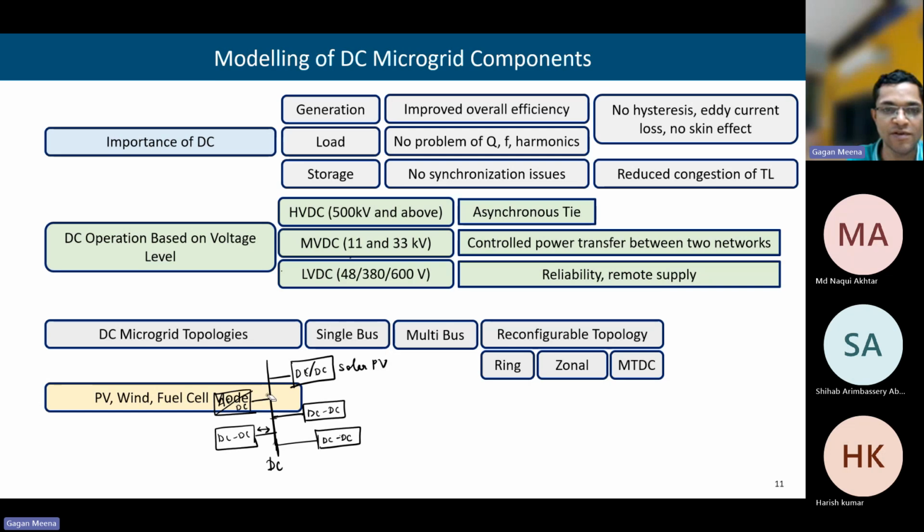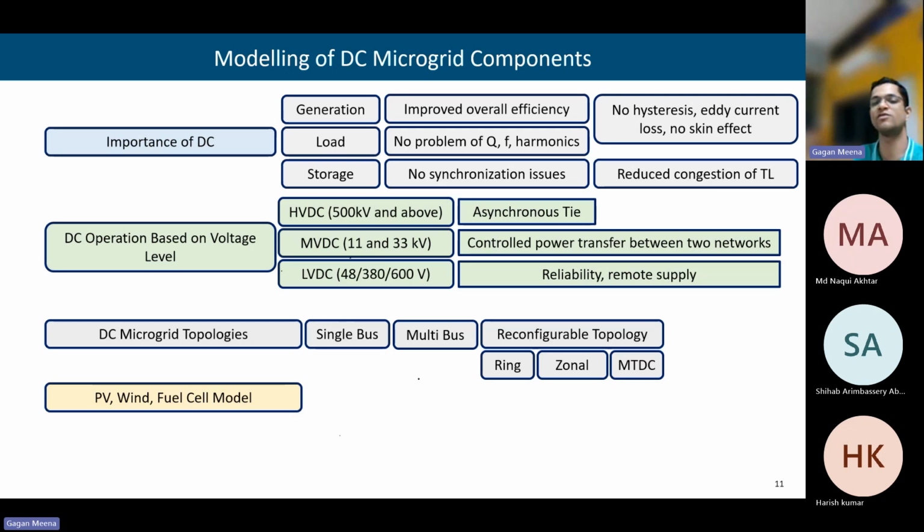So these are different types. This was a single bus, then we have multiple buses. Different buses can feed one single load also. And there are reconfigurable topologies, and these are very reliable topologies because they have redundancy in the topology. If one of the distribution lines goes, still the load can be met because it is a ring system. These different lines are interconnected.